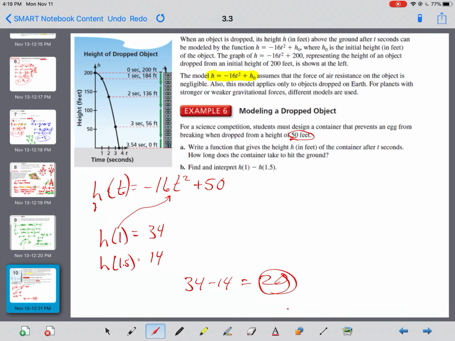Okay. That's the height difference from there to there. You fall 20 feet in half a second. That's basically what's happening there. So that's kind of a nifty deal. And they're 20 feet apart. So that makes sense. Looks good.